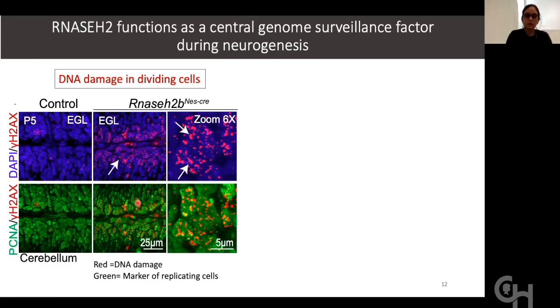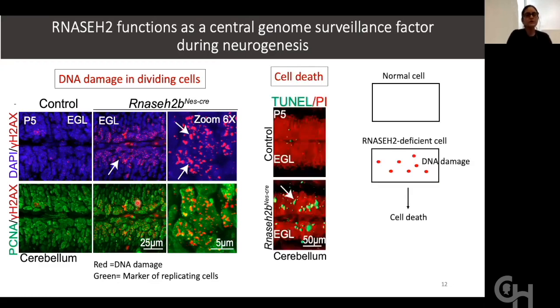We also assayed for cell death, and here the green signal represents dying cells. We see enhanced accumulation of dead cells in the RNase H2 nestin Cre brain compared to the control brain. So this suggests that upon RNase H2 deficiency, cells accumulate DNA damage and then they undergo cell death.